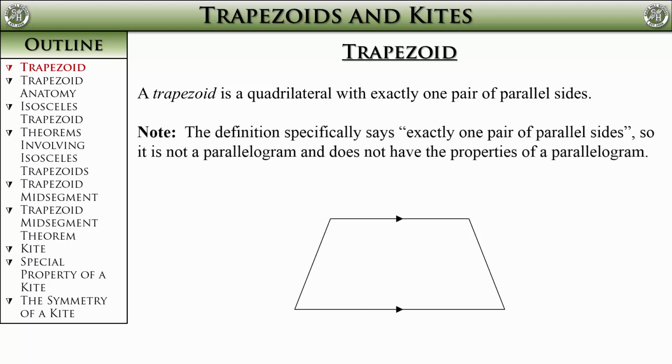Note the definition specifically says exactly one pair of parallel sides, so it is not a parallelogram, and does not have the properties of a parallelogram. So opposite sides aren't congruent, diagonals don't bisect each other, all of that stuff.